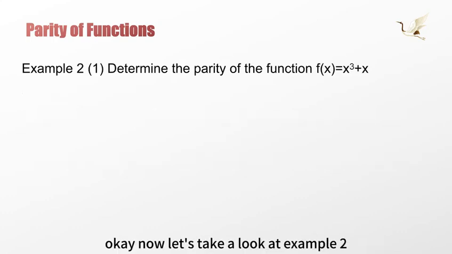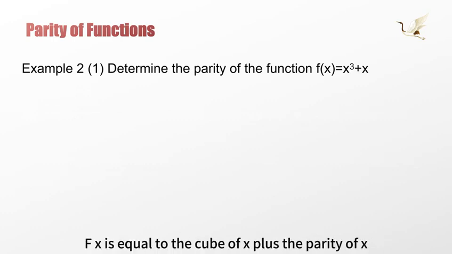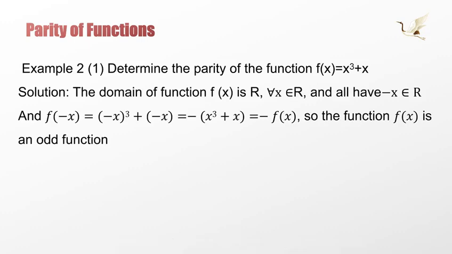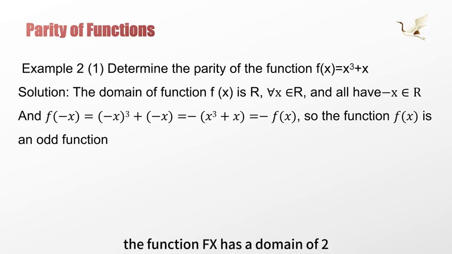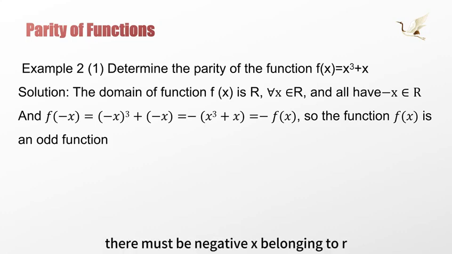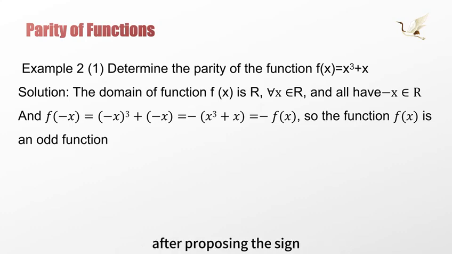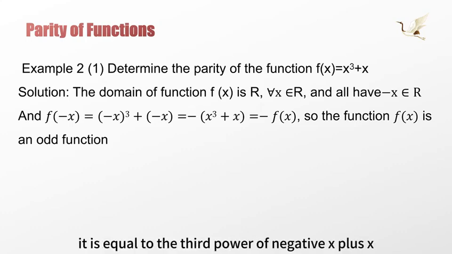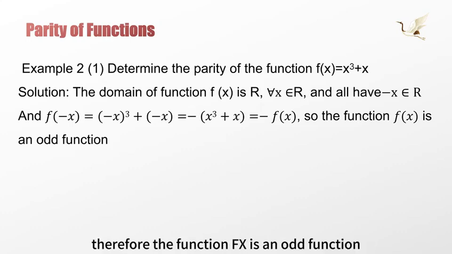Okay, now let's take a look at example 2. Determine the parity of the function f(x) = x^3 + x. The first step is to solve for the function domain. The function f(x) has a domain of R, which is symmetric about the origin. That is to say, if any x belongs to R, there must be -x belonging to R. Then substitute f(-x), which is equal to (-x)^3 + (-x). After factoring out the negative sign, it is equal to -(x^3 + x) = -f(x). Therefore, the function f(x) is an odd function.